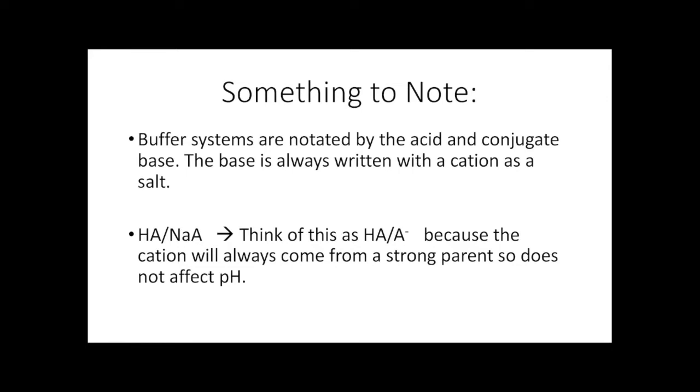They are always written with the acid and the conjugate base. And the base is written with a cation as the salt. So it would have sodium or potassium or whatever in front of your base. But remember that this is essentially going to cause no change in the solution because it comes from a strong base, so we can ignore it. So anytime you see this, just ignore the cation. We don't need it. The only thing you have to worry about is the acid and essentially the anion, the conjugate base anion. So don't get confused when you see these.